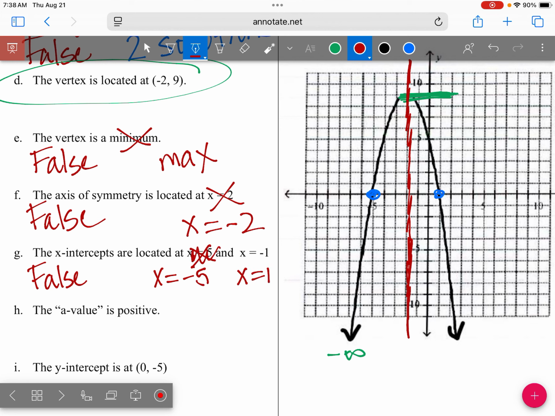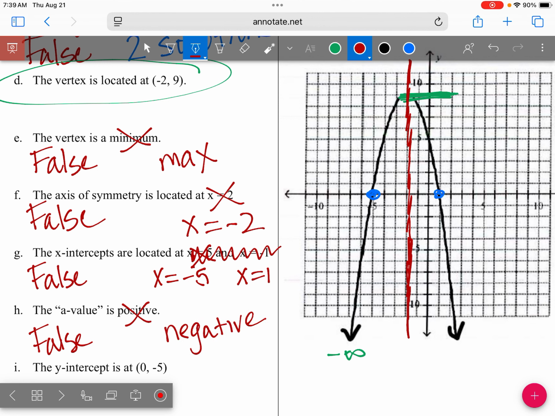The A value is positive. Who says that's true? Who says it's false? How do we know it's not positive? It's not smiling. It's frowning. It's false. That means it's really a negative.